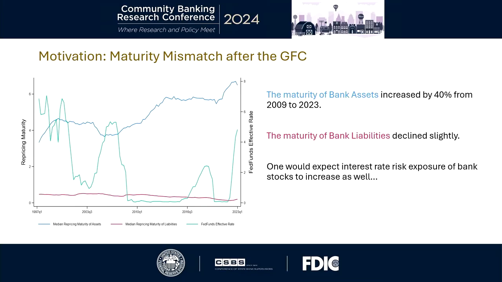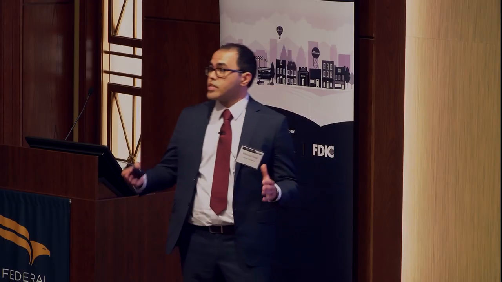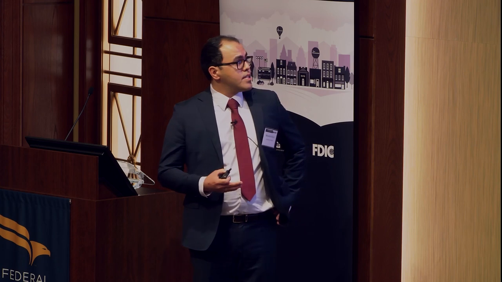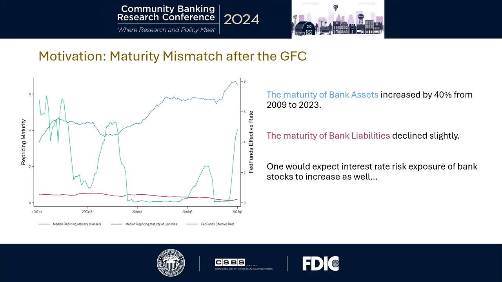What we did is we looked at banks' maturity gap between assets and liabilities. The blue line is the median asset maturity of publicly listed US banks, which before the financial crisis was around 4 years. After the financial crisis, it jumped to around 6.5 years. On the red line, you see the maturity of bank liabilities, which declined slightly. As you can see, before the financial crisis the gap between asset and liability maturities was smaller. After the financial crisis, it increased.